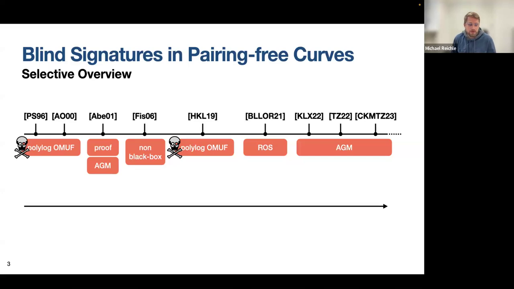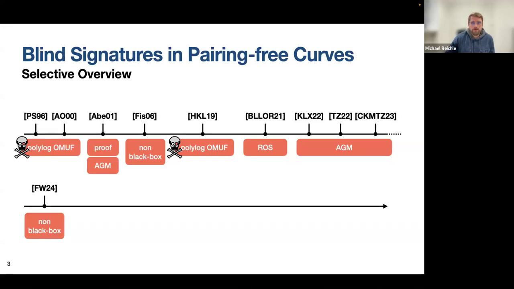Also, Tessaro and Zhu gave in '22 a very elegant construction that is essentially as efficient as blind Schnorr. It just requires one more additional Zp element. The structure is a bit different, but it's still very efficient. This was then later also optimized by Kreitz, Komomala, Tessaro, and Zhu in '23. So in short, in the AGM, we actually have very efficient constructions.